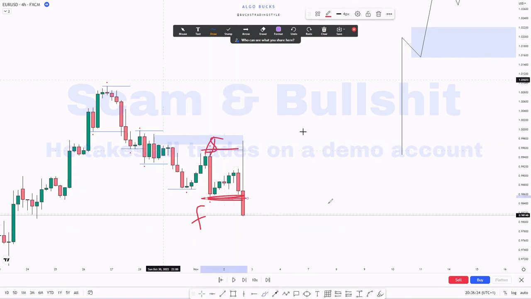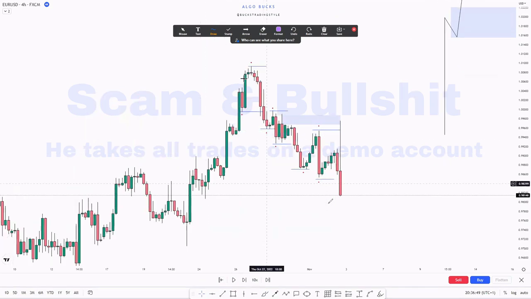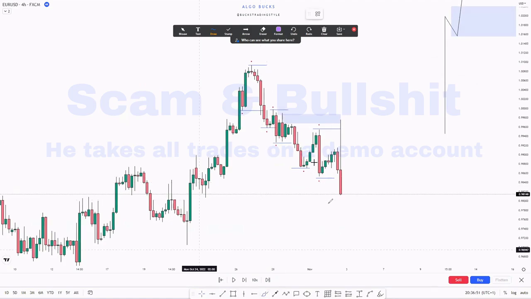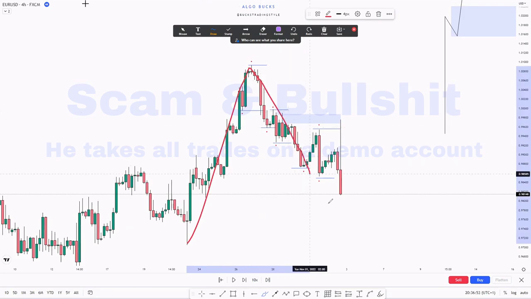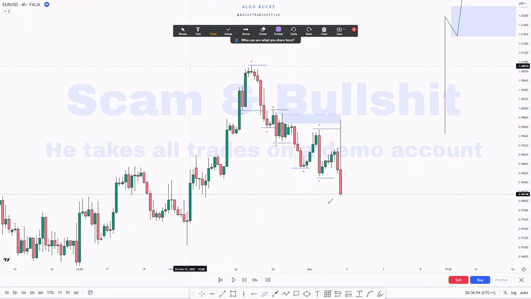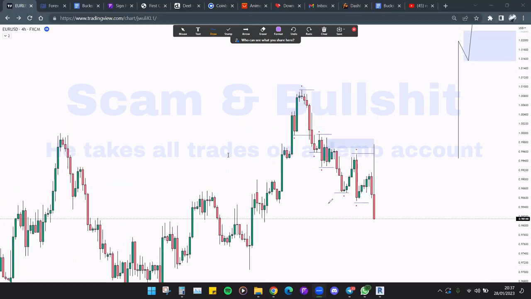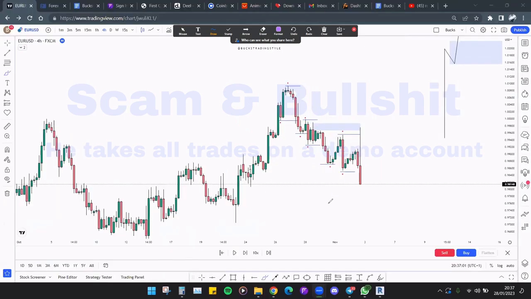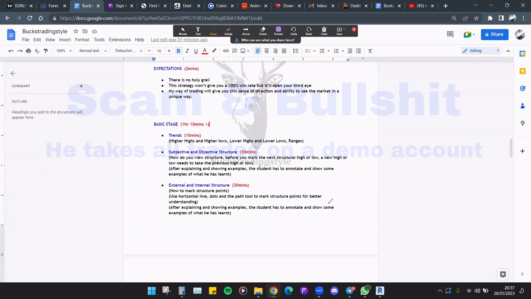So you see, when you keep on marking external structure, you are going to understand how price does take liquidity before moving. Instead of marking, let's say, this whole range and then adding this, we consider every candle. So you understand how external structure works, right? From the markup we've done. You understand them, right?